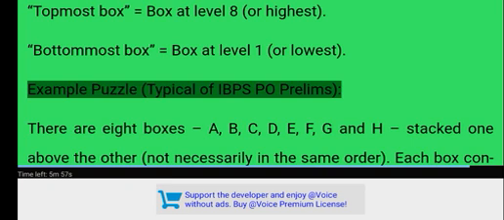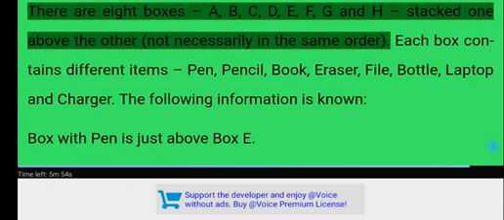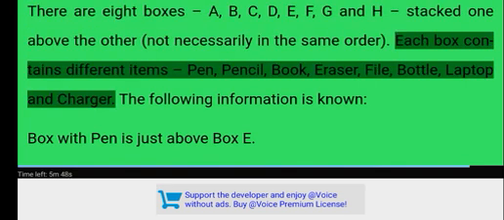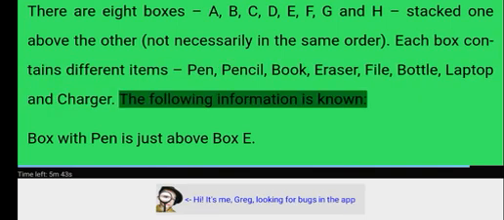Example puzzle typical of IBPS PO prelims. There are 8 boxes, A, B, C, D, E, F, G and H, stacked one above the other, not necessarily in the same order. Each box contains different items: pen, pencil, book, eraser, file, bottle, laptop and charger. The following information is known.